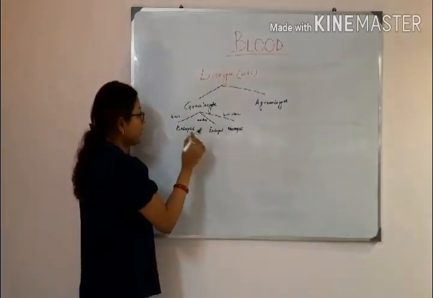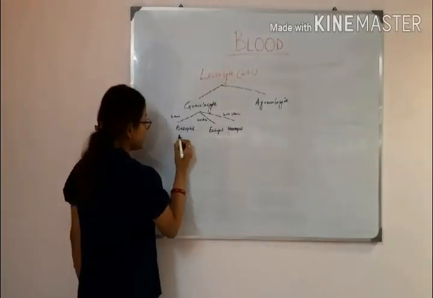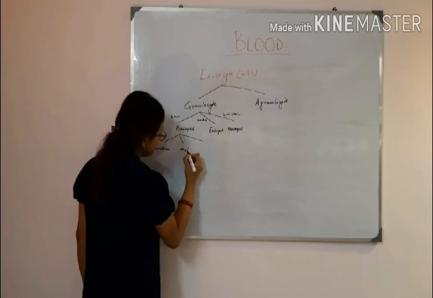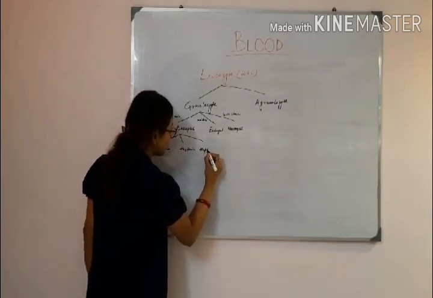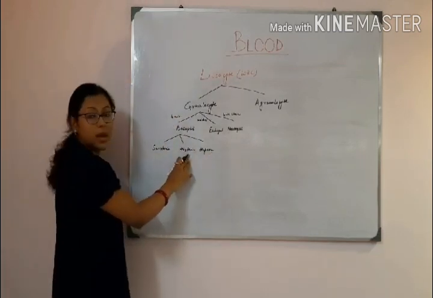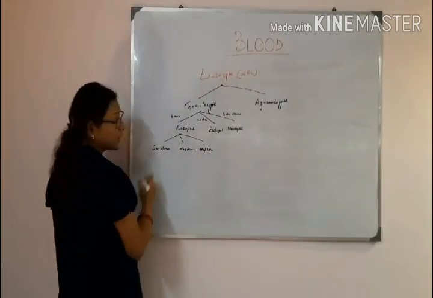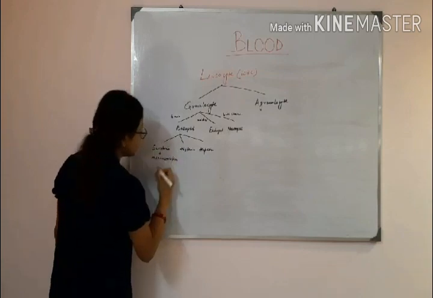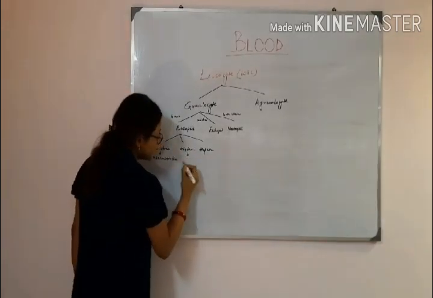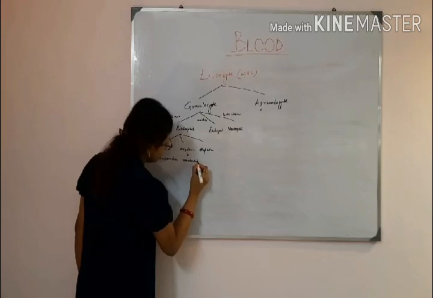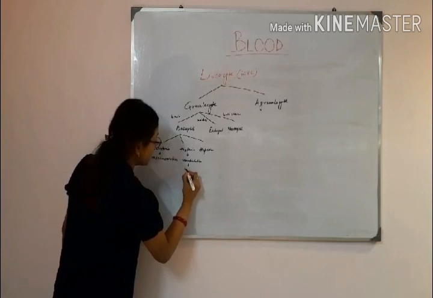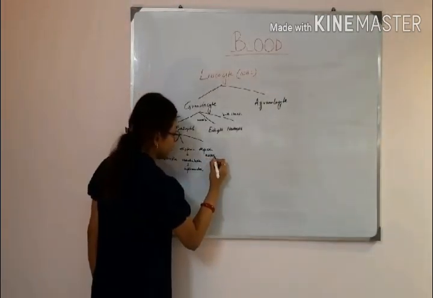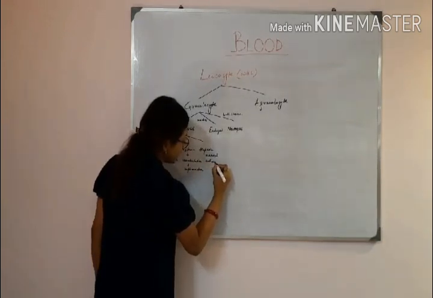Okay. Now basophil releases 3 types of chemicals, that is serotonin, histamine and heparin. This serotonin is involved in vasoconstriction. Histamine helps in vasodilation, and thus it also causes inflammation. And heparin is a natural anticoagulant present in blood.